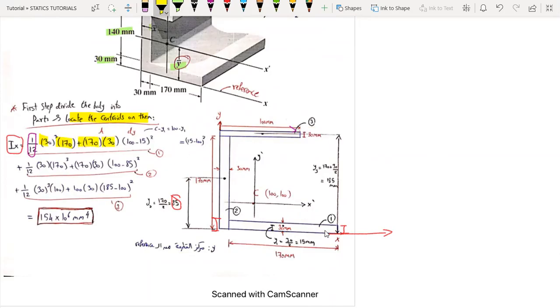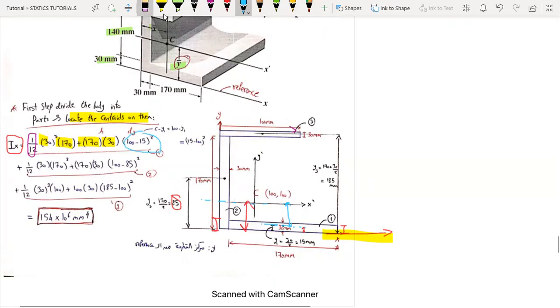We will say, okay, here is our reference, correct? So if we say here it is 100, and here it is 15, so dy will be what? If we subtract these two numbers, we'll get this, which is the distance from the centroid of the whole system till the centroid of this segment number one. So 100 minus 15.